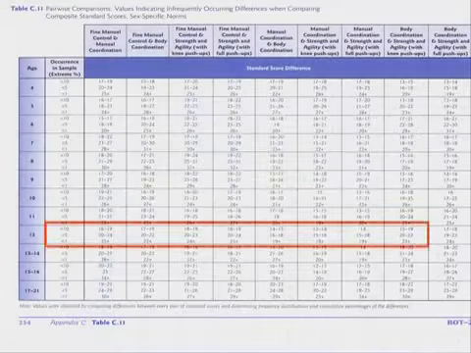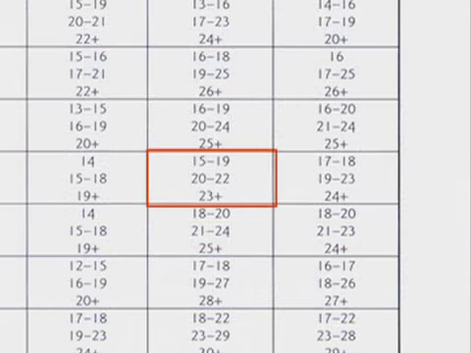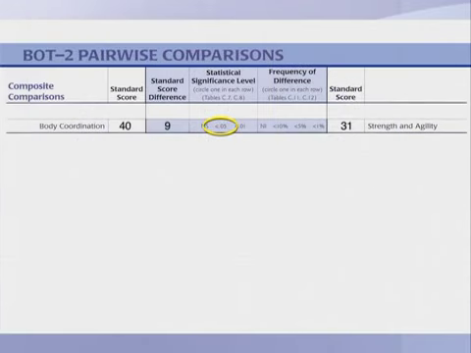For example, a difference of 9 standard score points between body coordination and strength and agility is smaller than the value in the table corresponding to 10%, which means that a difference this size occurred more frequently than 10% of the time in the norm sample. It is therefore reasonable to conclude that while the difference is significant, it is not uncommon in the population.